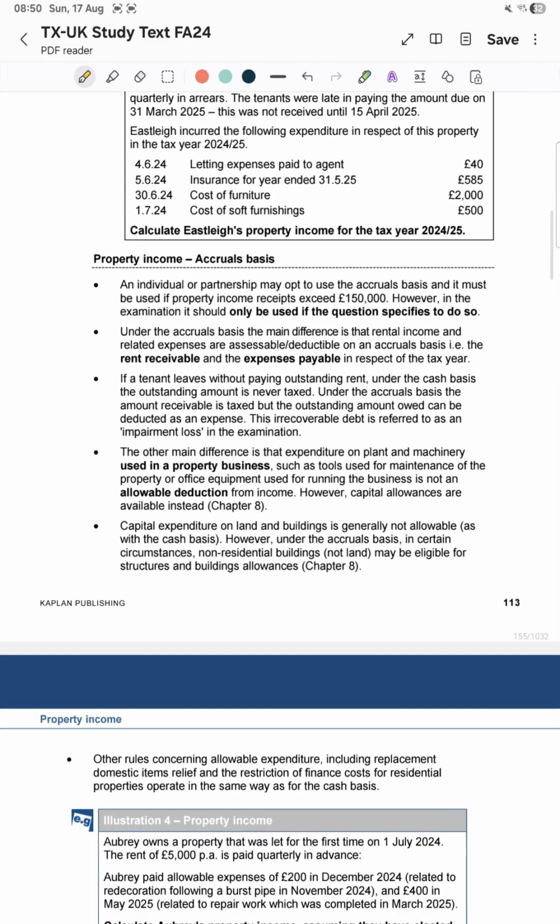Then next is, when will the accrual basis be applied? Accrual basis will be applied when the property income receipts exceed 150,000. Now in the exam, confusion can be created whether the total income of the person exceeds 150,000, or is it just the property income. It's just the property income. When it exceeds 150,000, then the accruals method has to be used. But even if it is less than 150,000 and the question specifically specifies to do it, then you have to use the accruals method, otherwise the cash method would be applied.